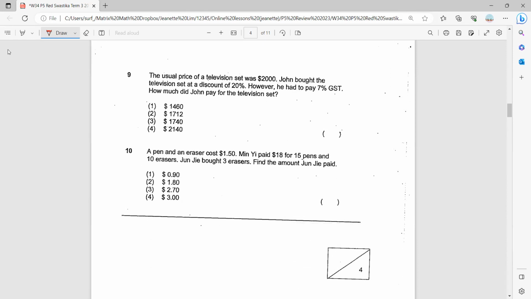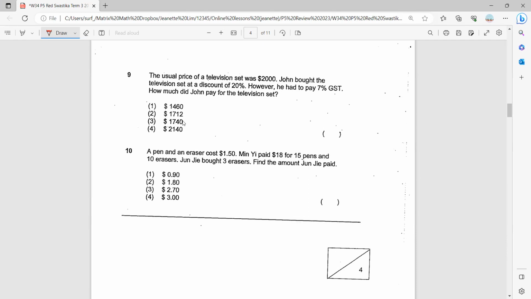Question 9. The usual price of a television set was $2,000. John bought the television set at a discount of 20%. However, he had to pay 7% GST. How much did John pay for the television set?